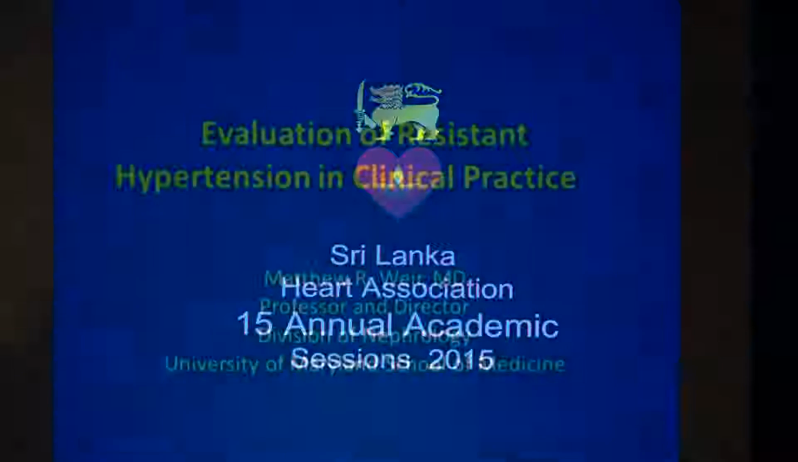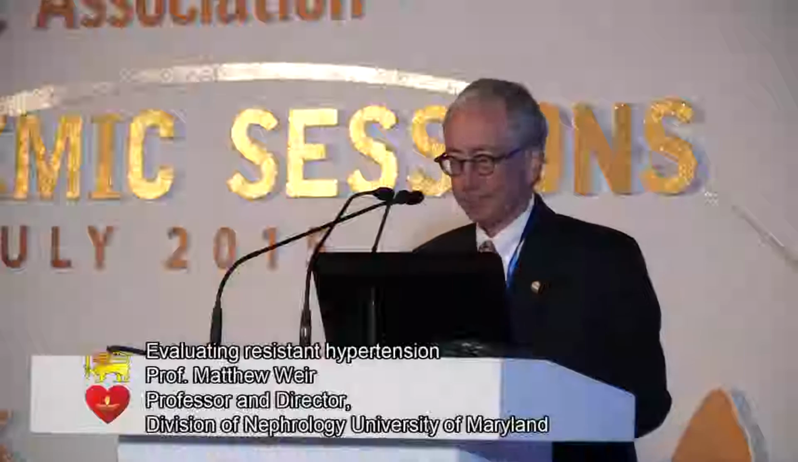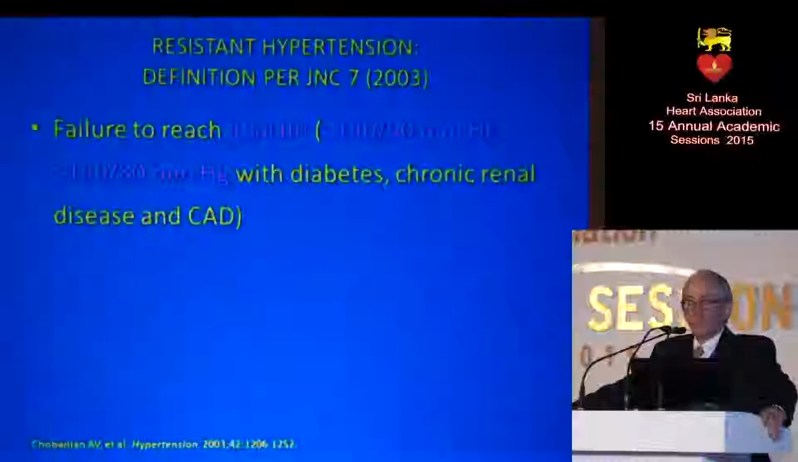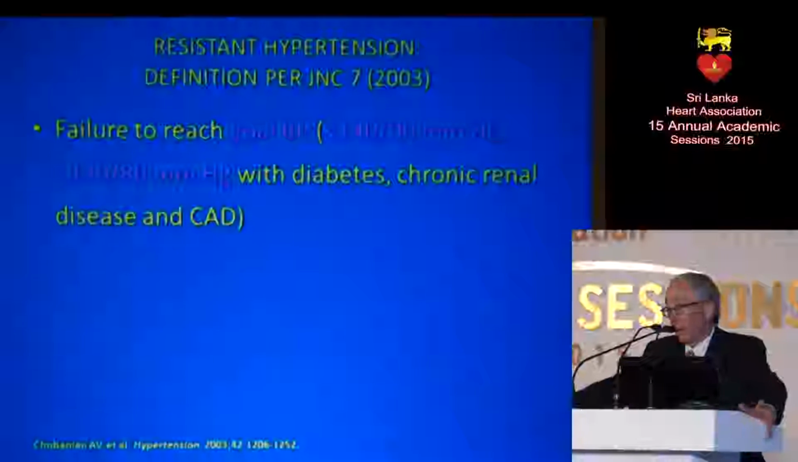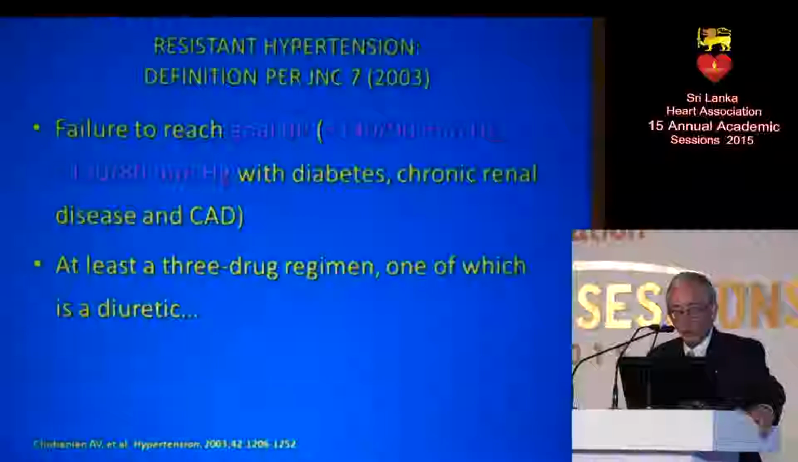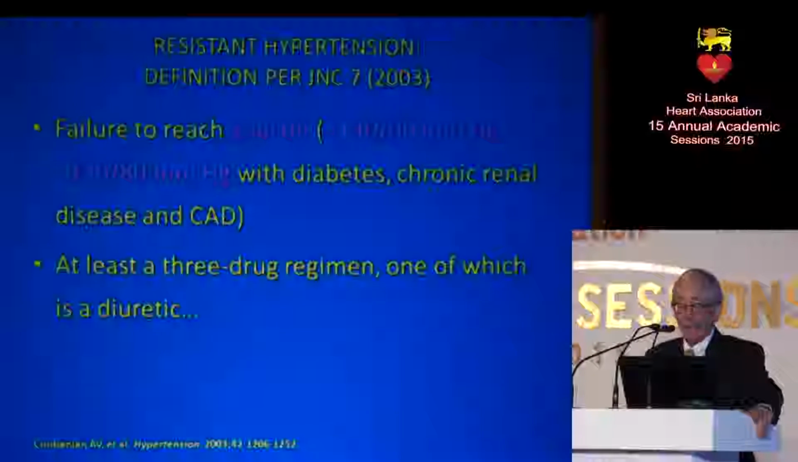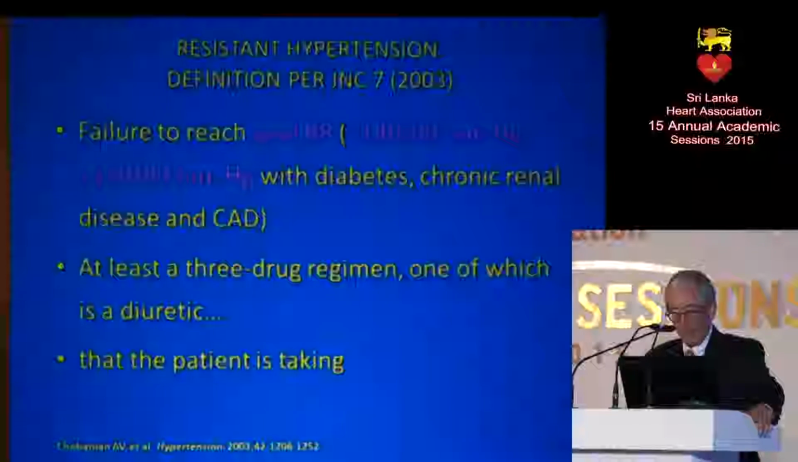The goal is to provide a brief perspective on the evaluation of resistant hypertension in clinical practice. I'll provide some definitions first. Failure to reach a blood pressure of below 140/90, or if you believe the patient may need a lower blood pressure goal, with at least a 3-drug regimen, one of which is a diuretic, and of course, all of the medicines that the patient is taking.